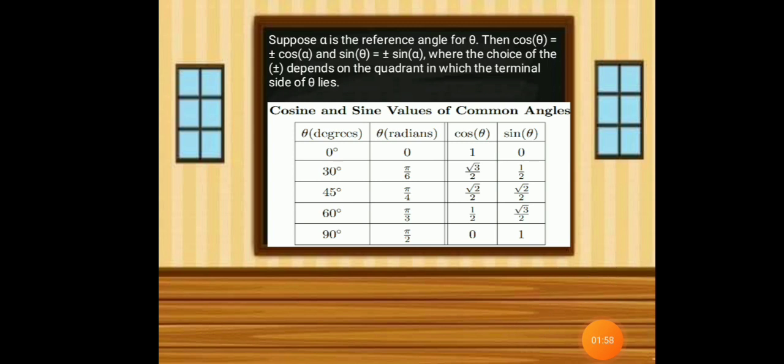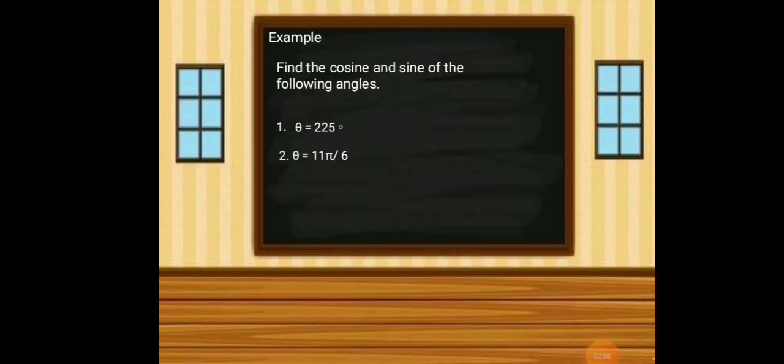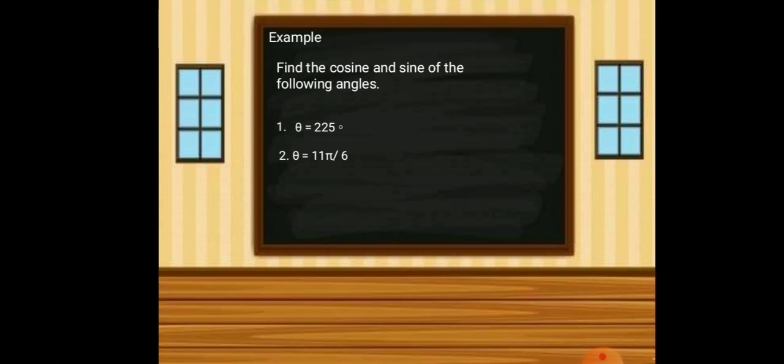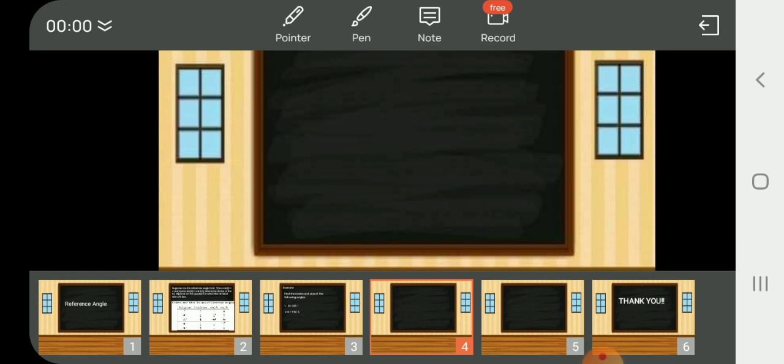So for example, find the cosine and sine of the following angles. First, we have theta equals negative 225 degrees. So we begin by plotting theta equals negative 225 degrees in standard position and find its terminal side overshoots the negative x-axis.